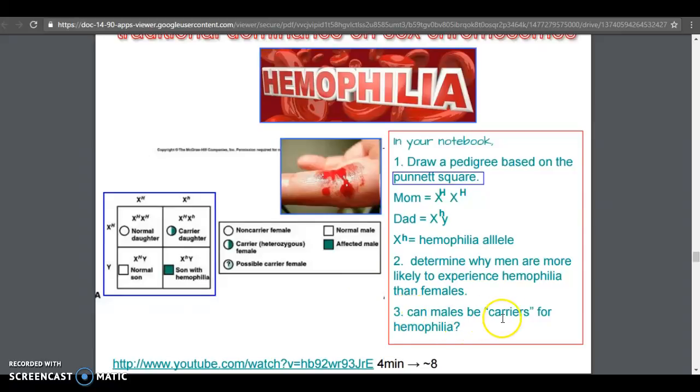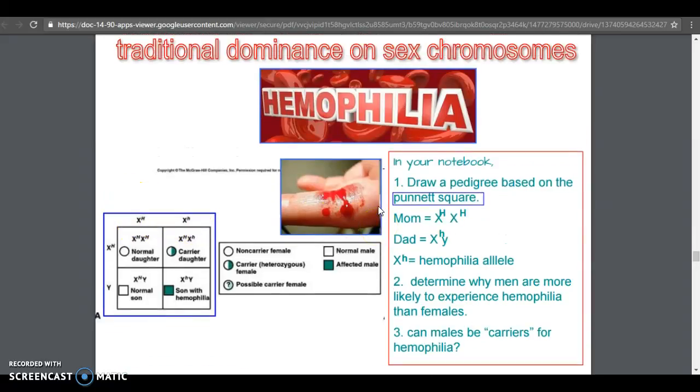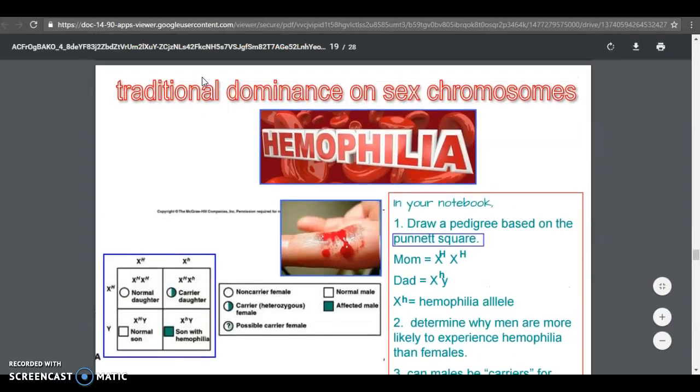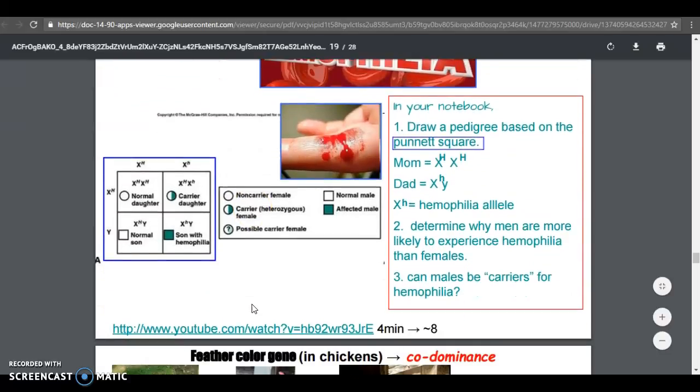And here's a question. Can males be carriers for hemophilia? Well, if you understand this question here, you probably will also understand this one. So watch the video if you get confused, and it'll probably provide the answer there. Or all you have to do is really just play this game. Look at the X chromosome, know that it has a hemophilia gene on it, and the Y does not. So think about the fact that a dad or a guy only gets 1 allele for hemophilia, and a female gets 2. And also think about the fact that hemophilia is a traditional form of dominance. So there's 1 dominant and there's 1 recessive allele for that trait.